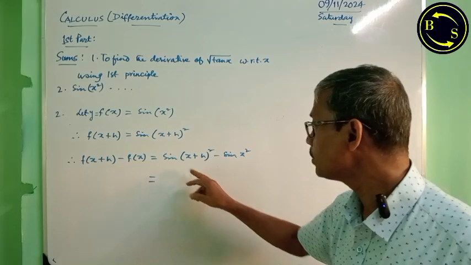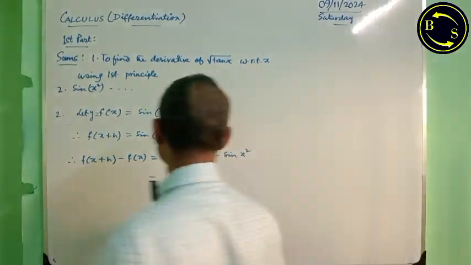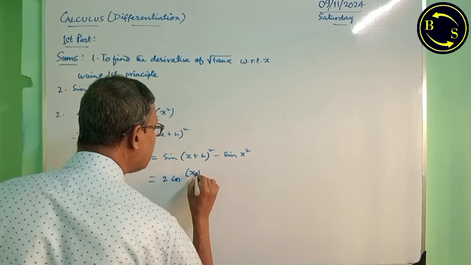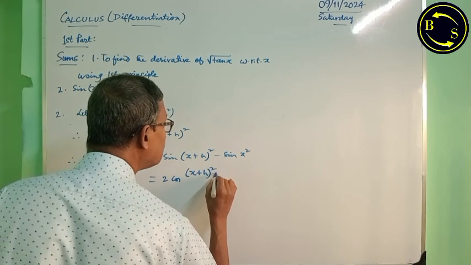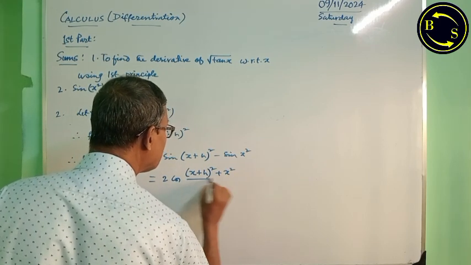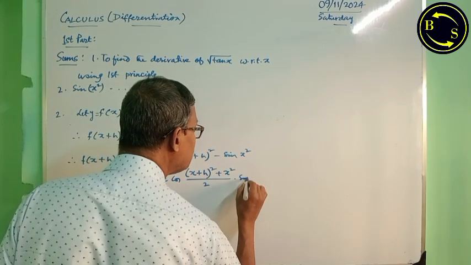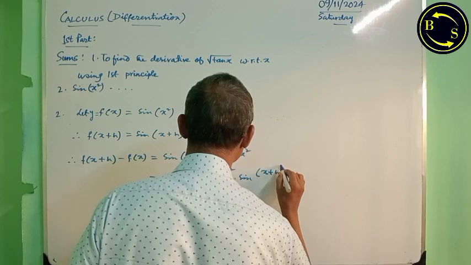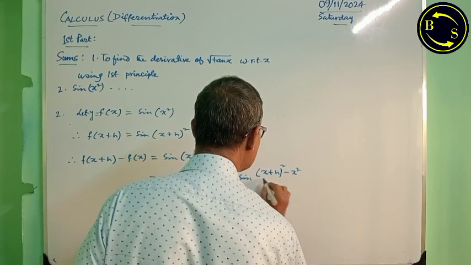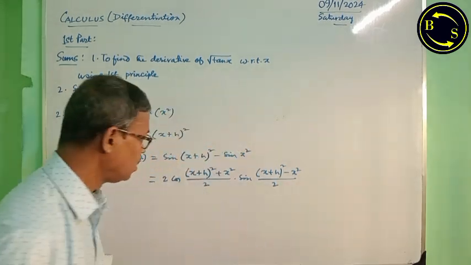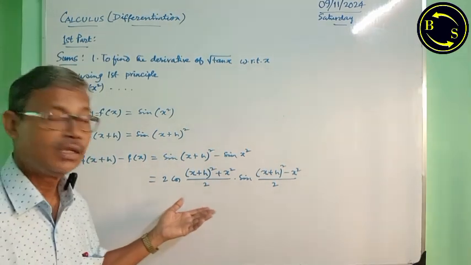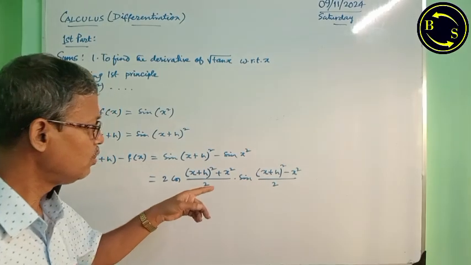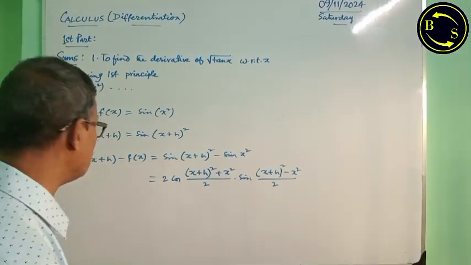Now we can apply the transformation formula sin C minus sin D. This will be 2 cos of ((x plus h) whole square plus x square) divided by 2, into sin of ((x plus h) whole square minus x square) divided by 2. Sin C minus sin D is 2 cos of (C plus D) by 2 into sin of (C minus D) by 2.